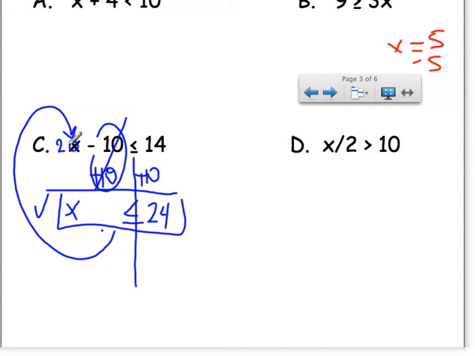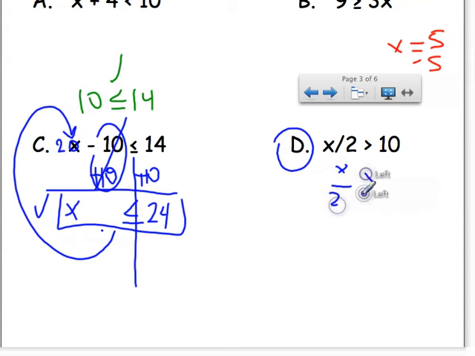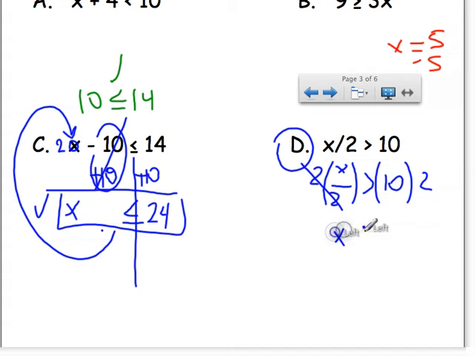I'll do this in green so you can see it. 20 minus 10 would be 10. 10 is less than 14. The answer checks out. Next, D, x divided by 2 is greater than 10. So to cancel the coefficient, you multiply by 2. Again, reviewing one-step equations. That means x is greater than 20, and that should have been your answer.